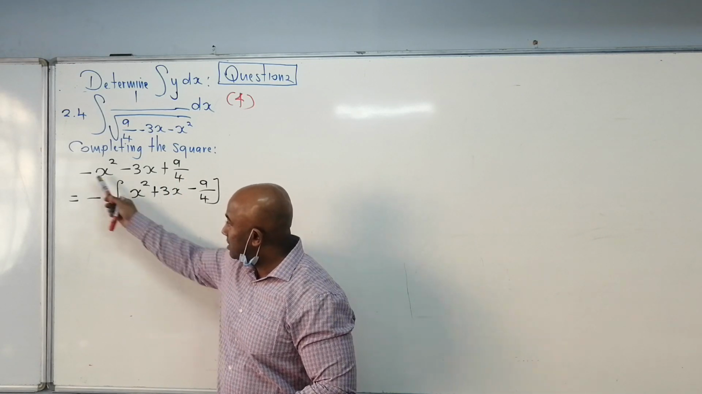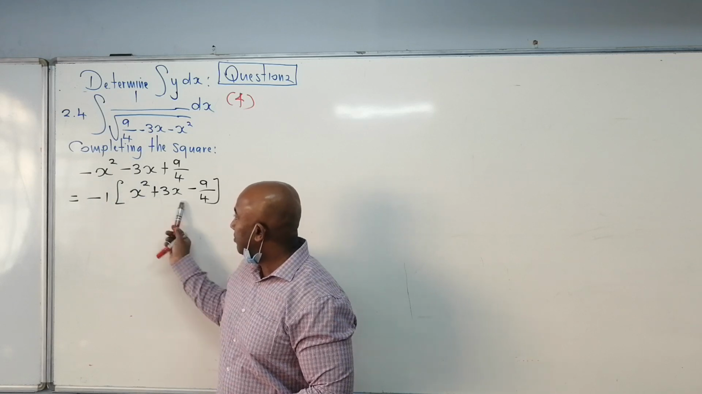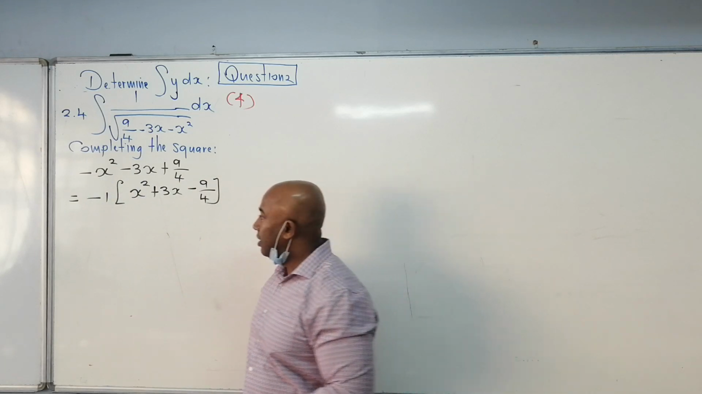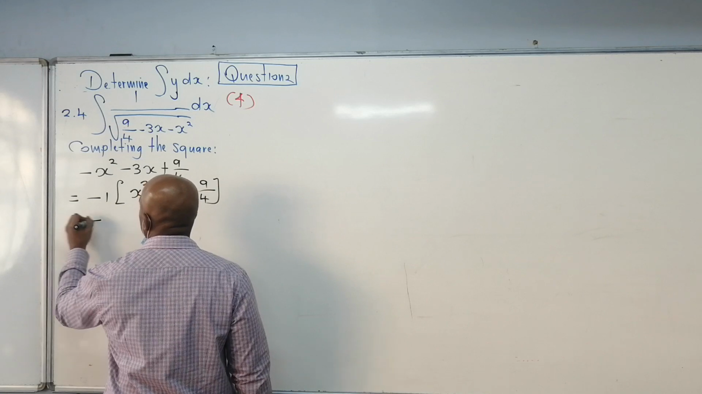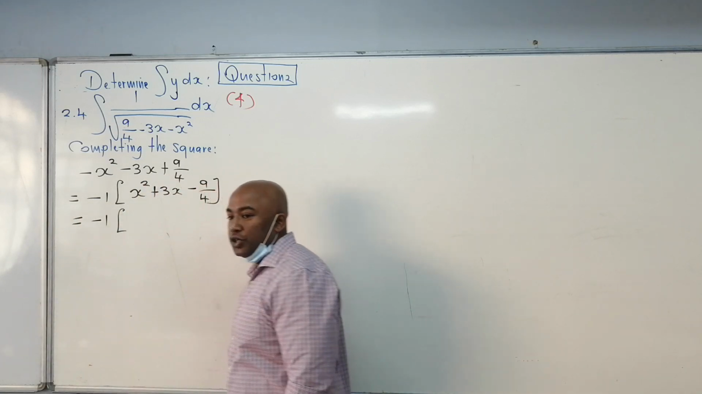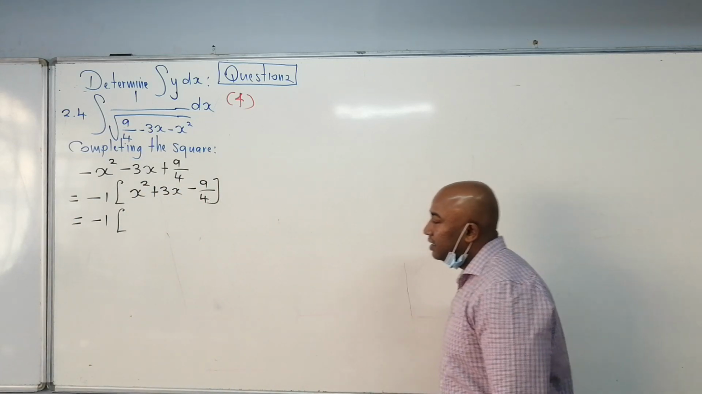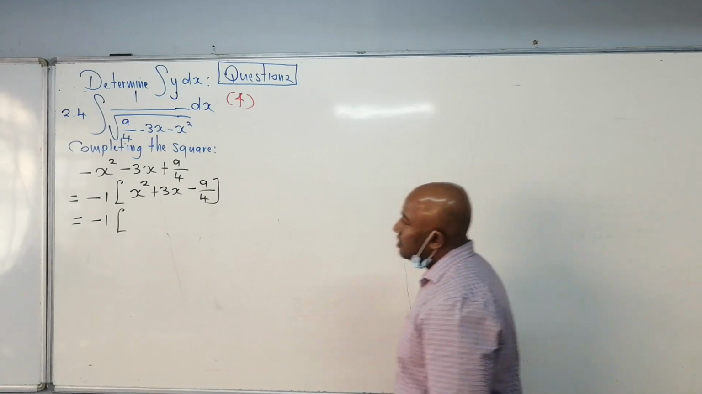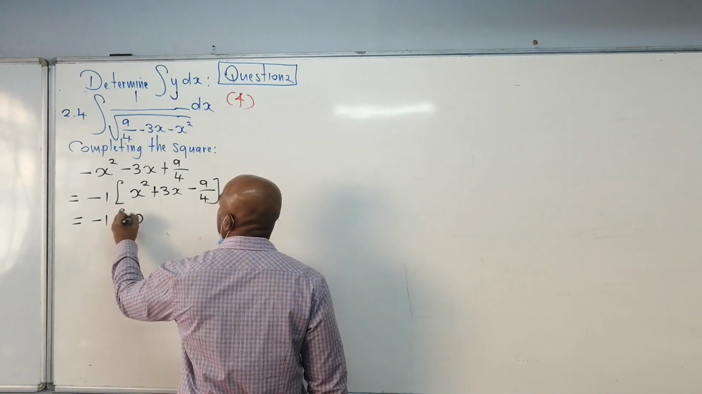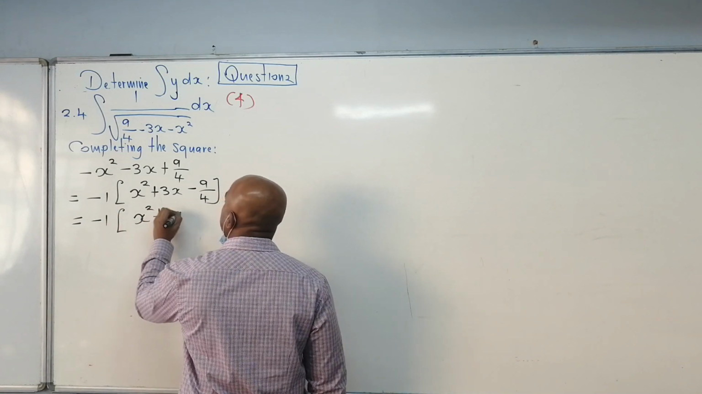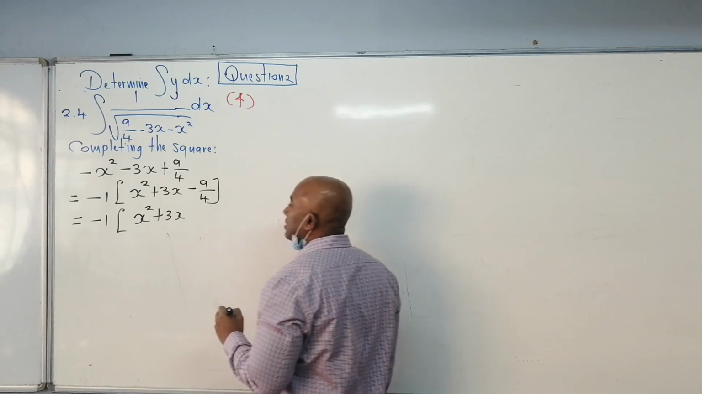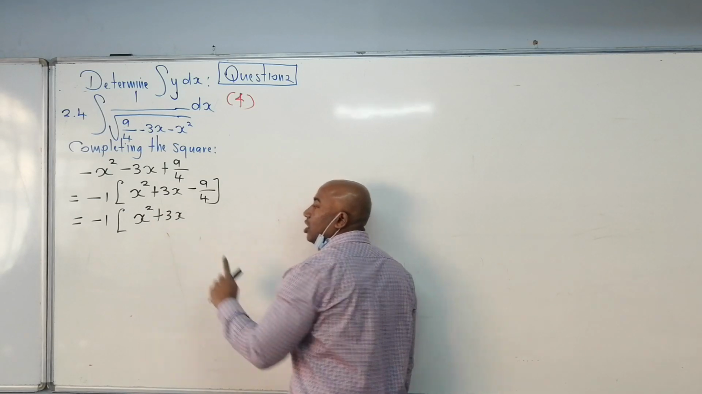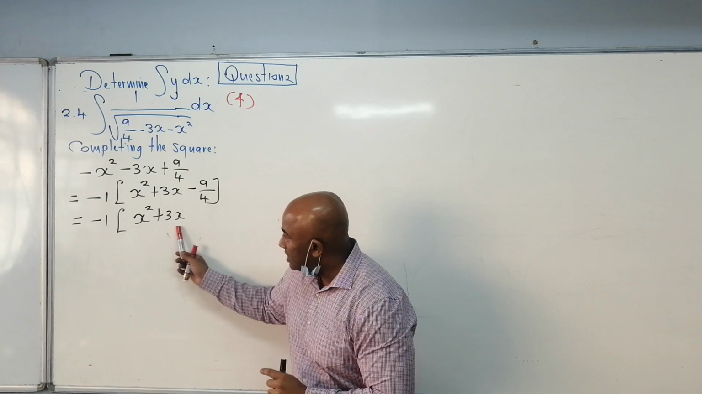Multiply. Negative times positive, negative. There, negative, positive. Right, now you make sure that this is 100% correct. So now I've got my x squared plus 3x. And now you copy down the first two terms.